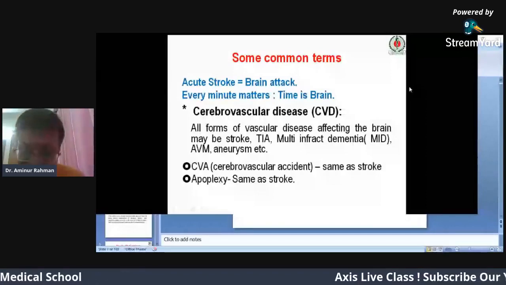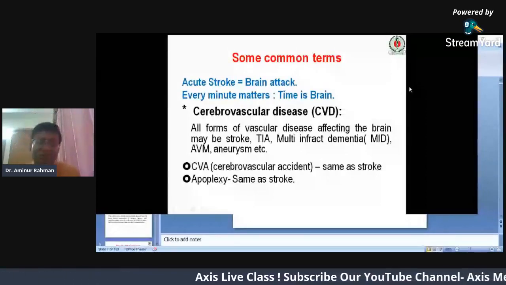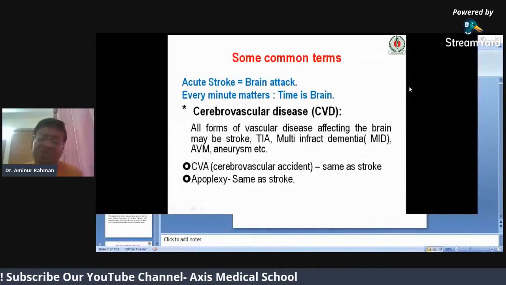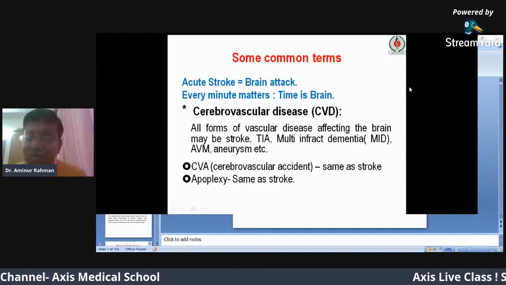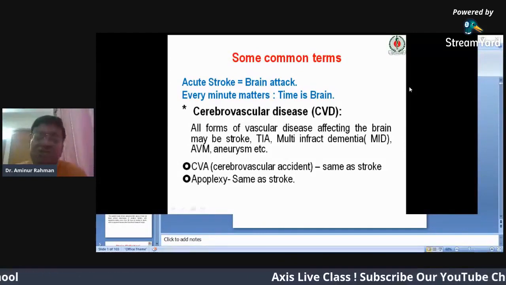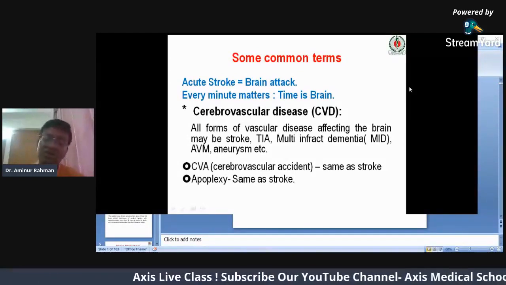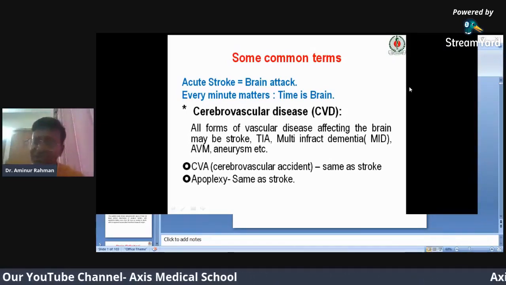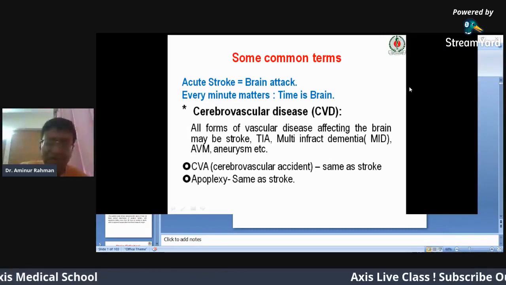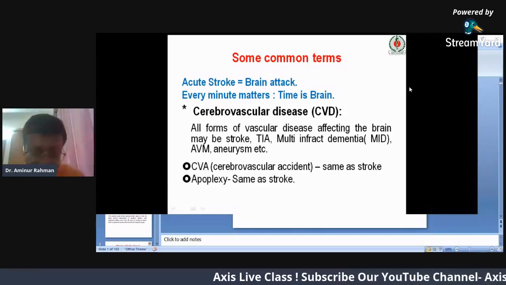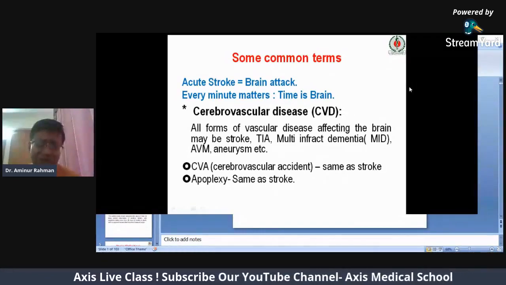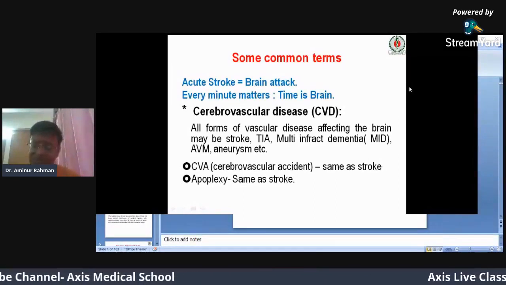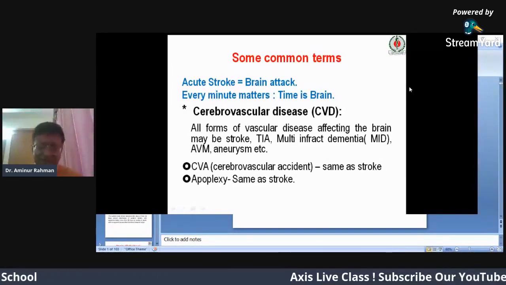As you are doctors of the new century, you must understand. Never use the term cerebrovascular disease as understood by other people to mean stroke. Stroke is quite different. Stroke always means sudden vascular disease affecting the brain. It may not be AVM, not aneurysm. And sometimes you will find the word CVA, cerebrovascular accident, which is the same as stroke. Apoplexy is also the same as stroke.